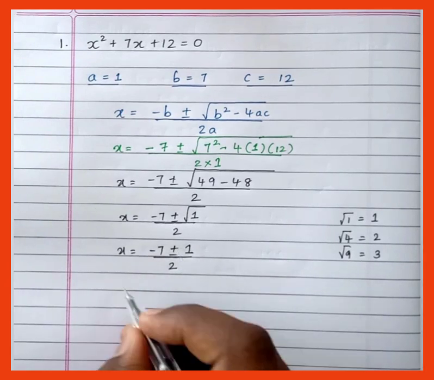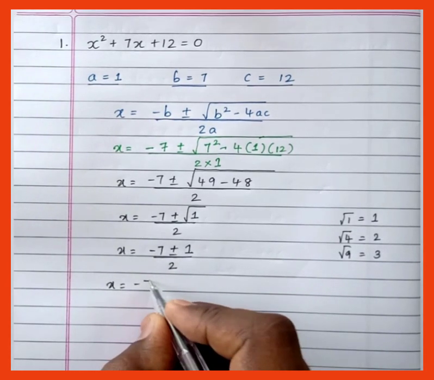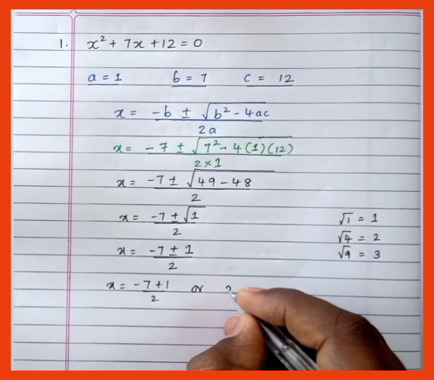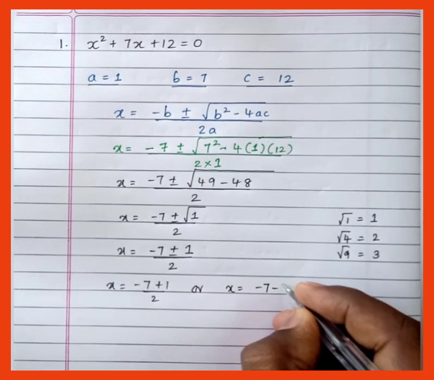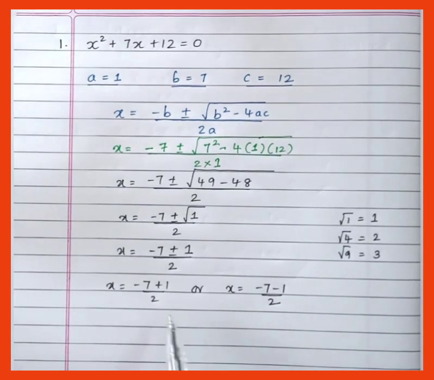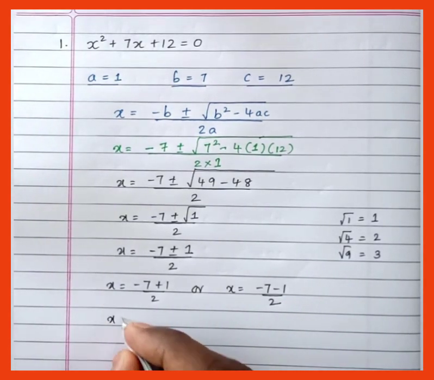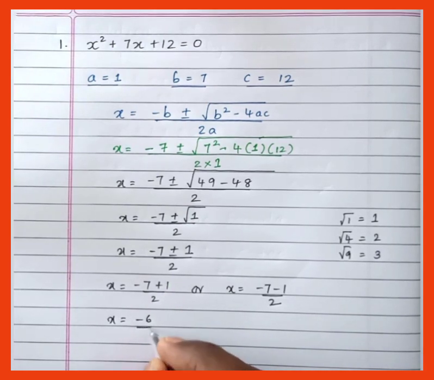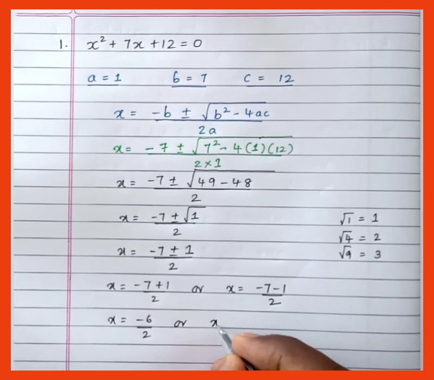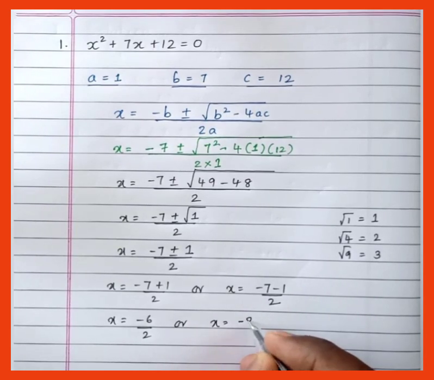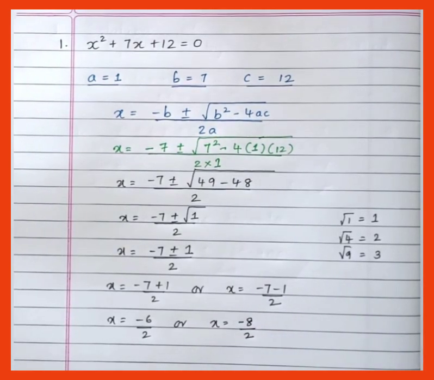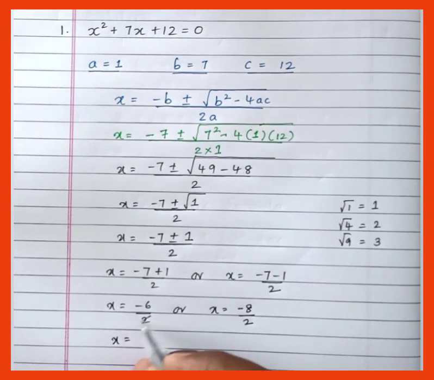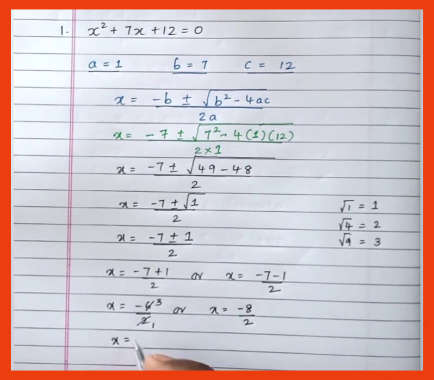Now simplify. Take the plus value, x equals minus 7 plus 1 by 2, and take the minus value, that is minus 7 minus 1 divided by 2. We should consider both plus value and minus value. That is minus 7 plus 1 is minus 6 divided by 2, and x equals minus 7 minus 1 is minus 8 divided by 2. Therefore, x equals minus 6 divided by 2, we get minus 3.